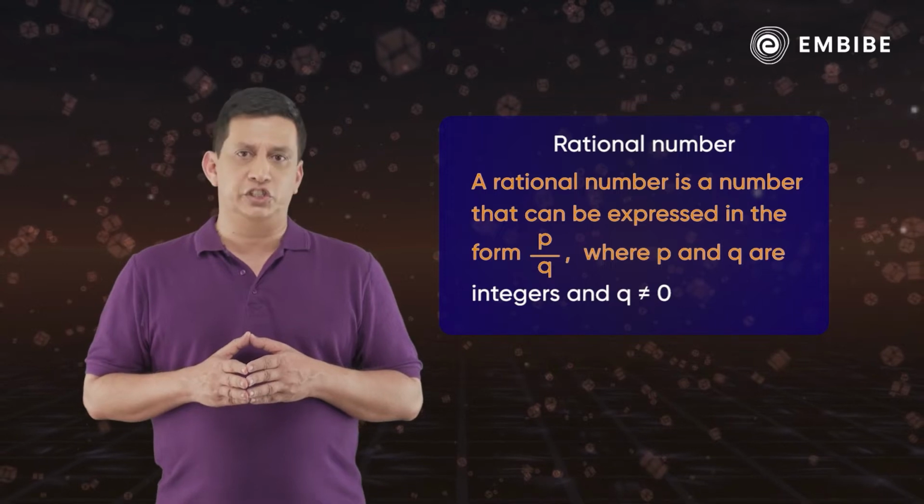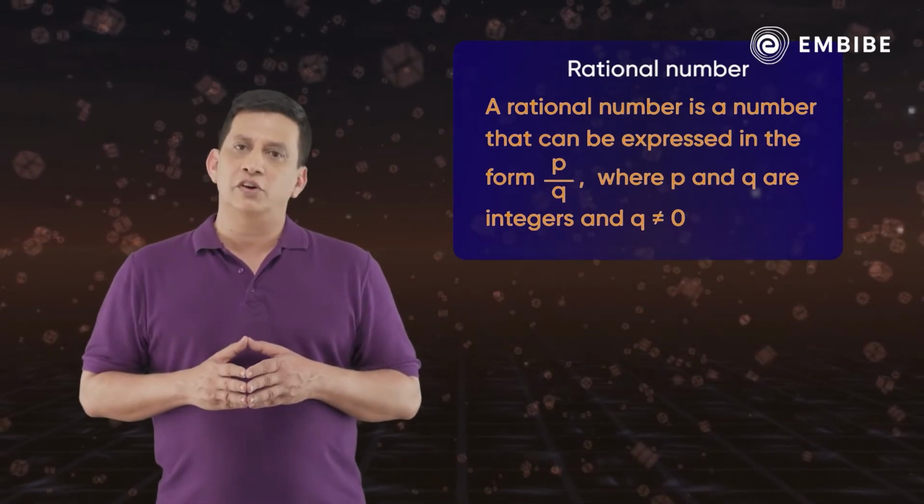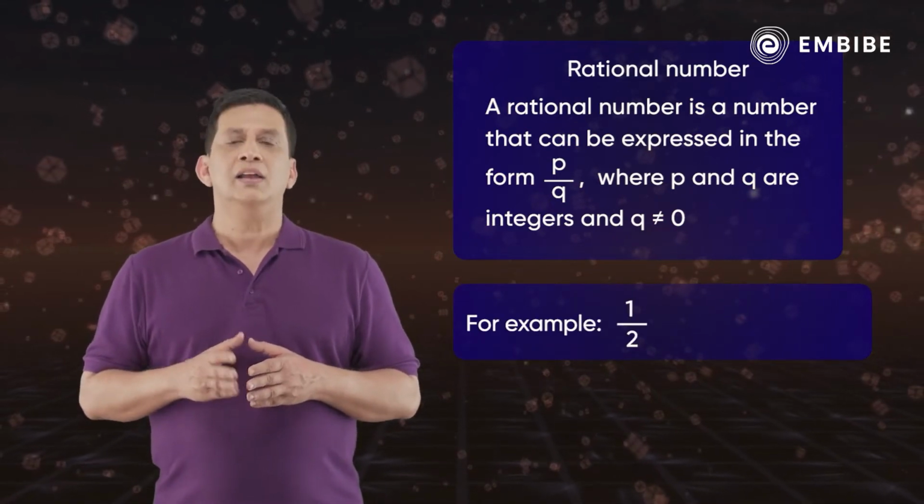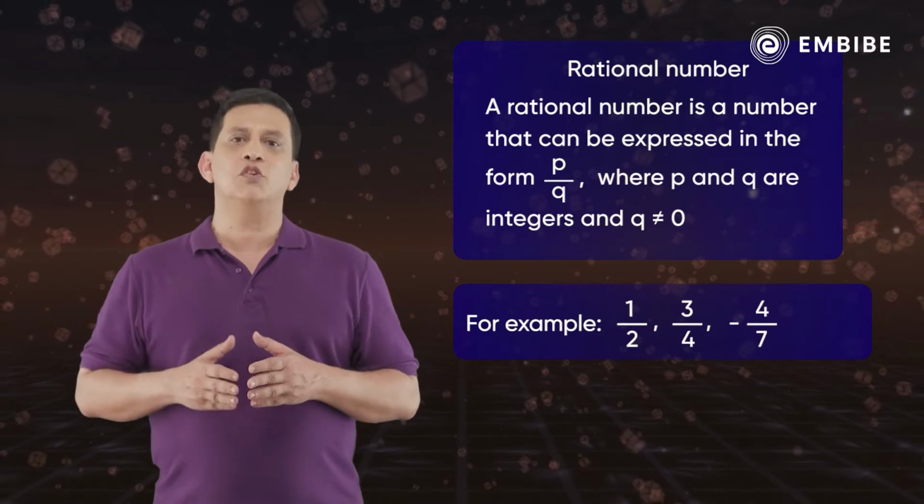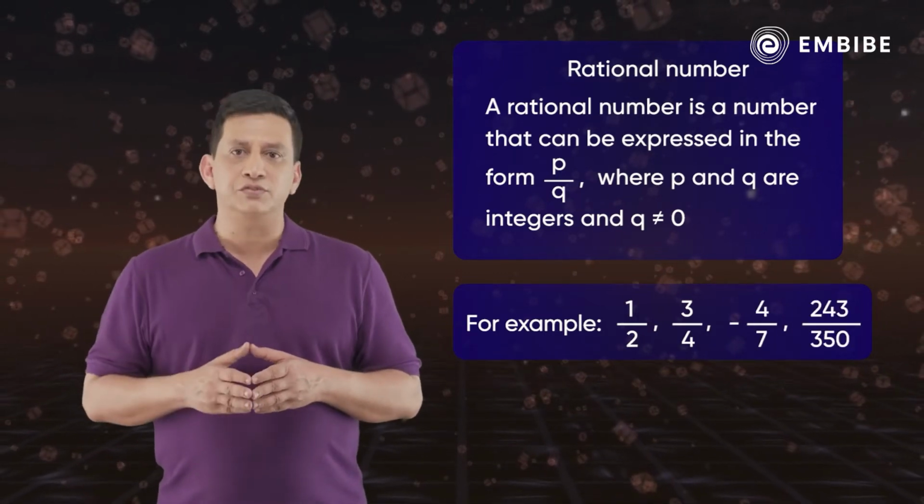q are integers and q is not equal to 0. For example, 1 by 2 is a rational number. So are 3 by 4, minus 4 by 7 or 243 by 350.